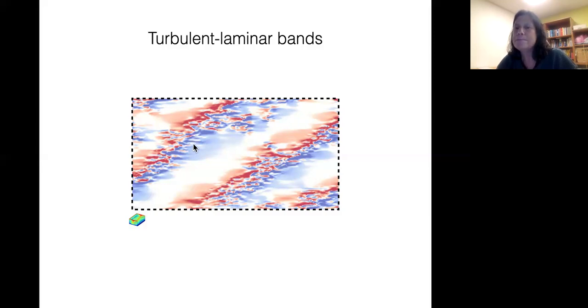Questions? Okay. So this is very important. That's why nobody saw them before, because nobody did very big plane Couette experiments.